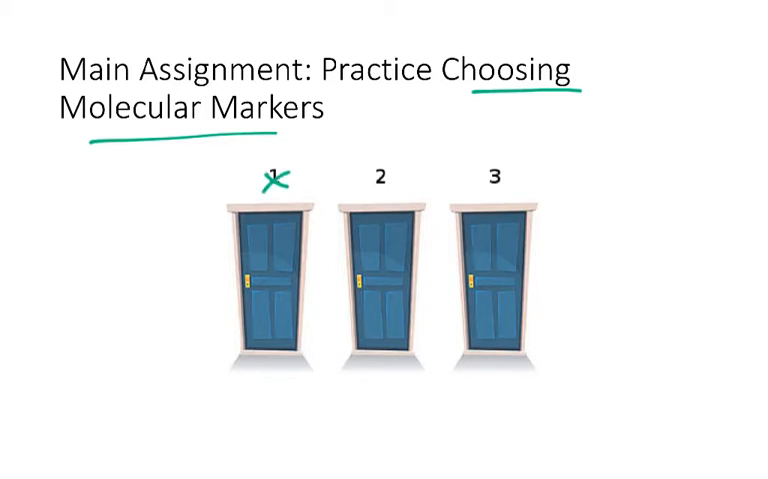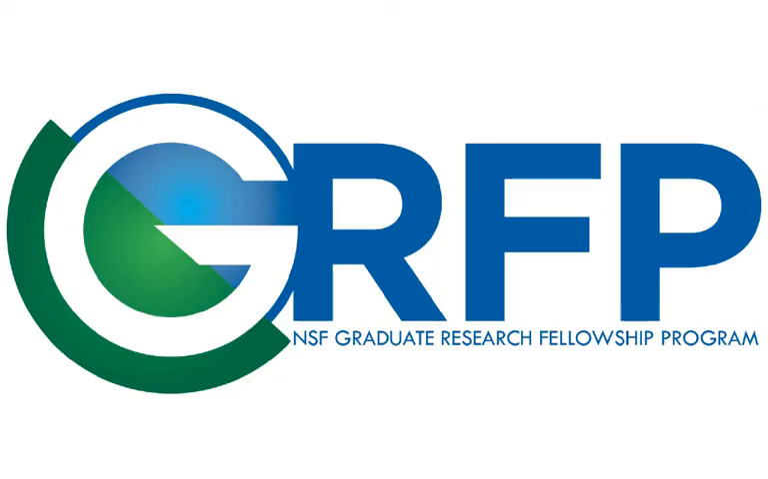This option might be SNPs as a molecular marker. This might be microsatellites. We'll talk about all of these throughout the module, or this might be something like a high throughput sequencing marker. So we'll do an assignment at the end of the module to help you practice this.